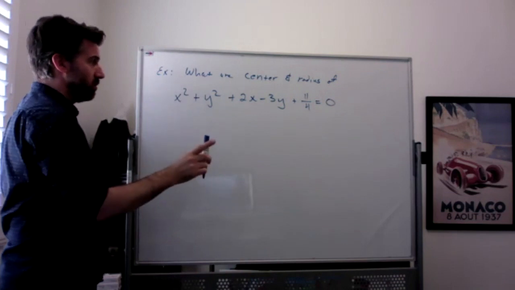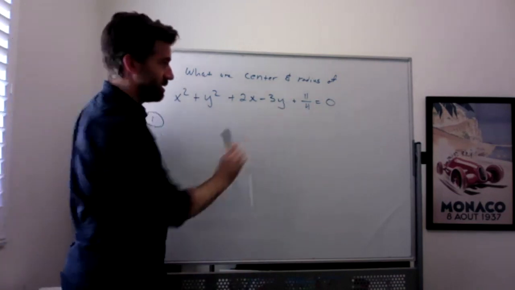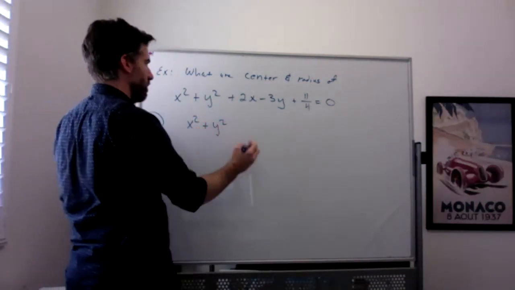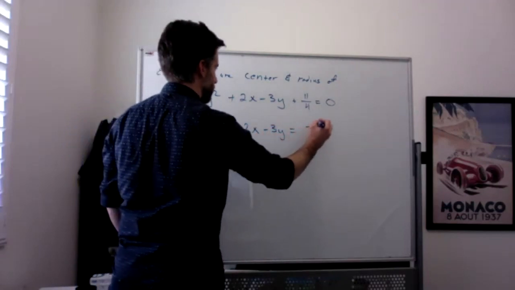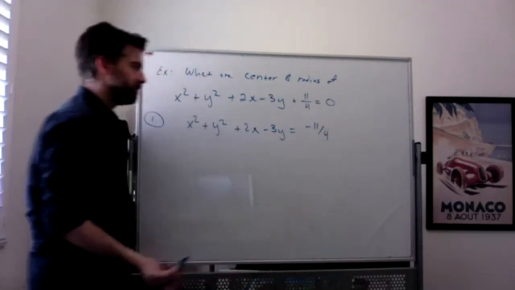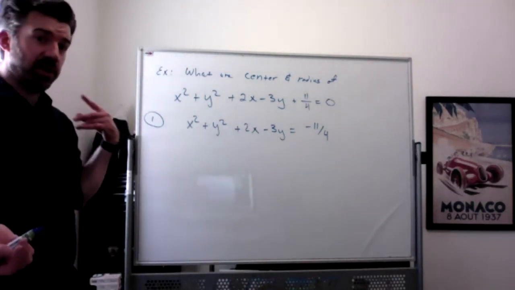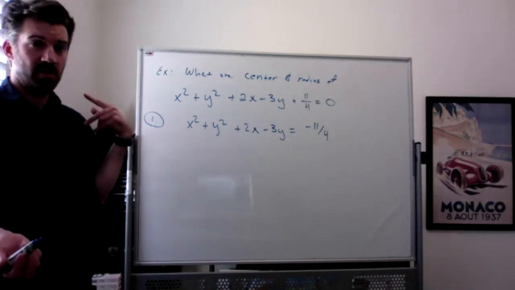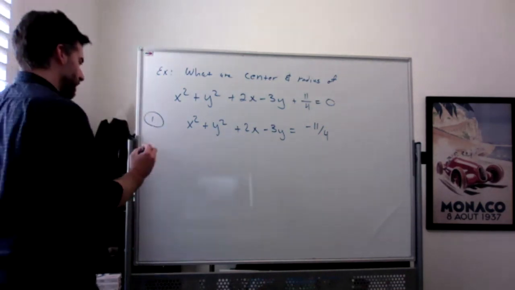So here's what we're going to do. First, we're going to bring any constants over to the right. So I'm going to have x squared plus y squared plus 2x minus 3y equal to negative 11/4. Easy. Second thing, which doesn't apply for this example: if there is a coefficient on x squared and y squared, we're going to divide everything by that coefficient. Not applicable here.